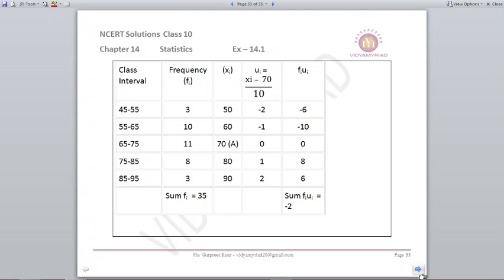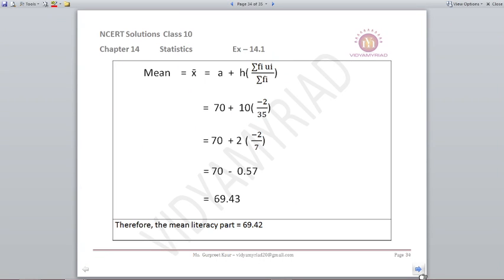So fi ui, when I do, it comes as 3 into minus 2, minus 6. 10 into minus 1 is minus 10. 11 into 0 is 0. 8 into 1 is 8. 3 into 2 is 6. Like that, when I add them together, sigma fi ui comes as minus 2, and total frequency, sigma fi, has come as 35. We know the formula, a plus h into sigma fi ui upon sigma fi.